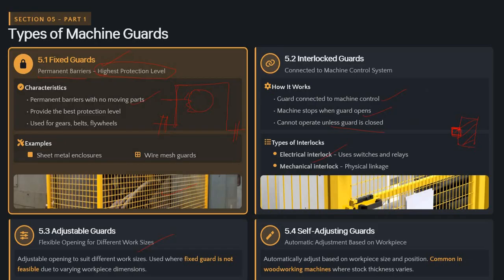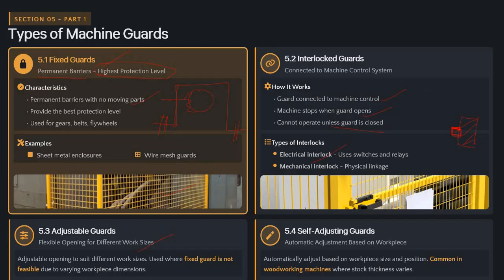Consider a lathe machine and self-adjusting guards. Self-adjusting guards are automatically adjusted based on the workpiece size and position, common in woodworking machines. I will show one example in the coming slides. We have an example considered on woodworking machines, so we will discuss this.